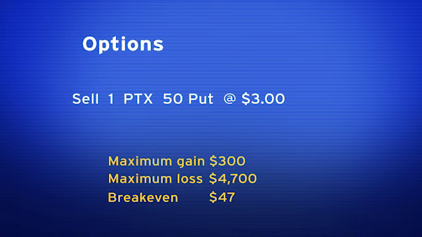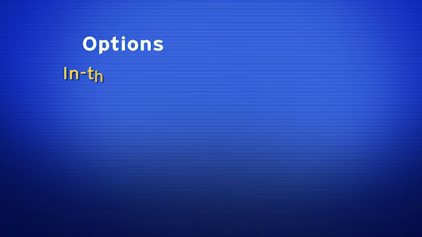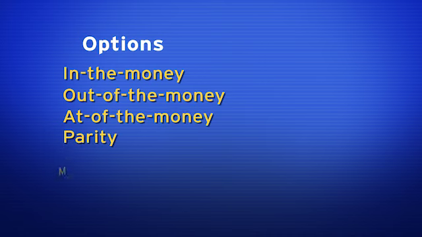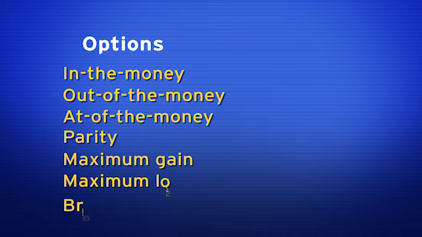Now, I did sell the option for a premium of 3 or $300. Therefore, that $300 that I took in will offset that $5,000 loss. So the maximum loss is $4,700. So those are some examples of options as it relates to in the money, out of the money, at the money, parity, max gain, max loss, break even.